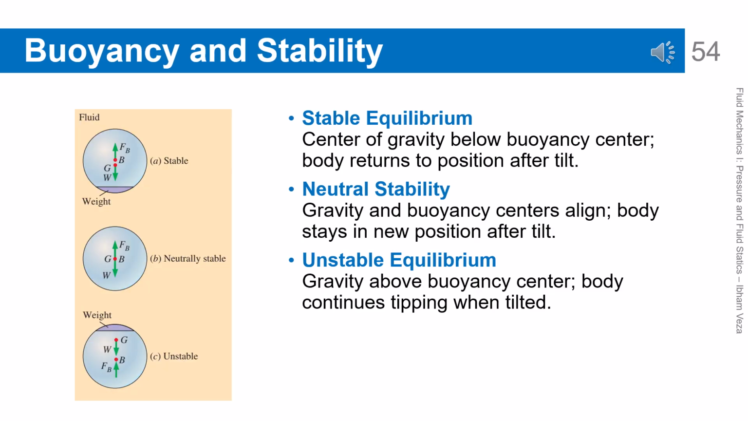Buoyancy and stability. For floating bodies, stability is determined by the positions of the center of gravity and the center of buoyancy. If the center of gravity is below the center of buoyancy, the system tends to be stable. If they are aligned, the system is neutrally stable. If the center of gravity is above the center of buoyancy, the system becomes unstable. This analysis is very important in ship and marine structure design.